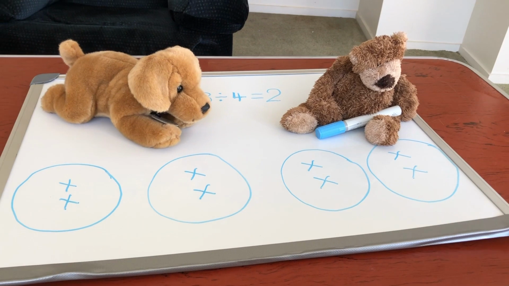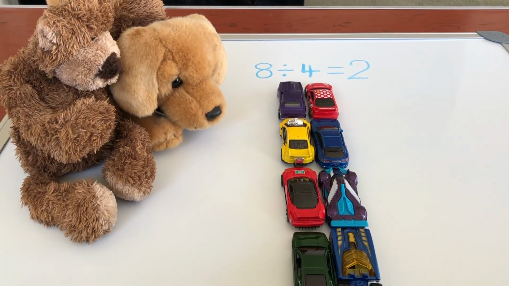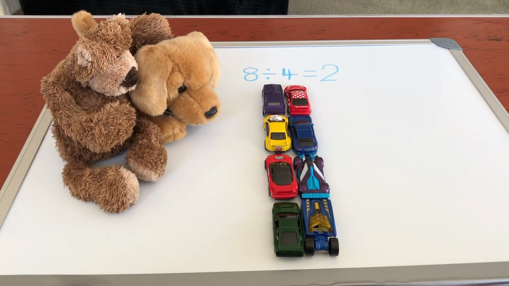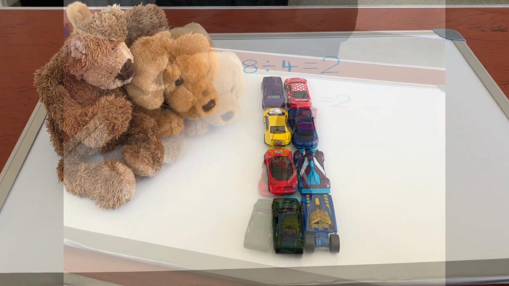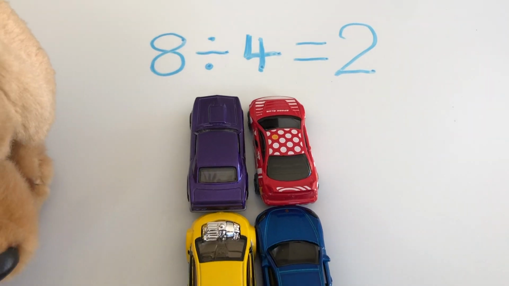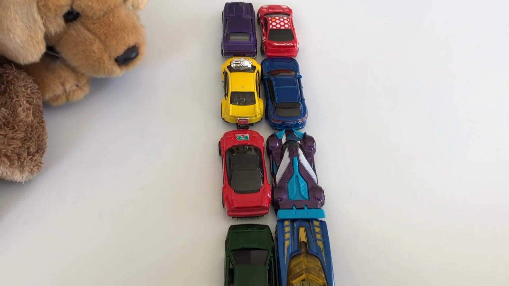I like the cars better, Murphy. I want to make them into an array like this. I like that, Monty. There are 4 rows of cars and there are 2 cars in each row. So, 8 cars divided into 4 rows equals 2 cars.